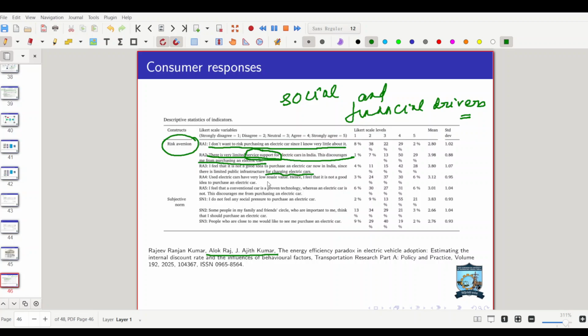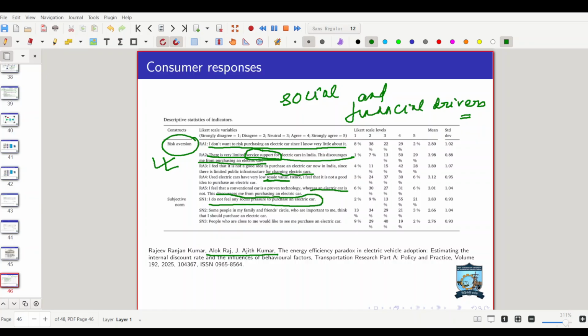"Used electric cars have very low realistic resale value." Some people who are interested in resale value won't purchase electric cars because, as per current perception, they have no resale value. "I feel that a conventional car is a proven technology, whereas an electric car is not. It discourages me from purchasing an electric car." That is risk aversion. Apart from electrical engineers, anybody outside the domain of electrical engineering is not going to take the risk.